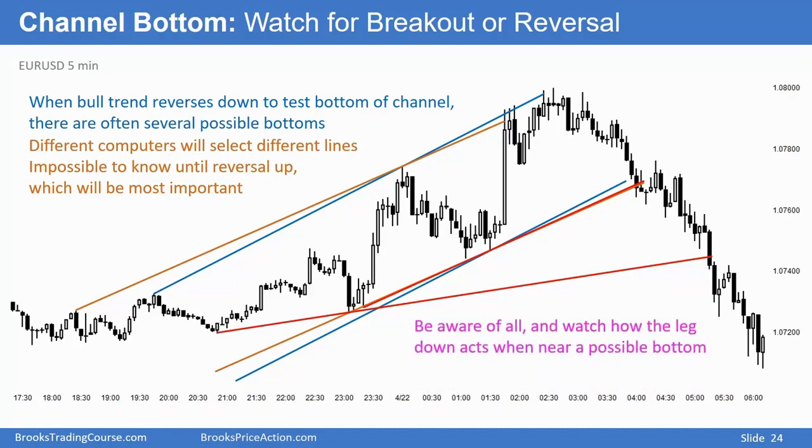It's important to keep drawing lines and watch how the market reacts when it gets near a possible line, a possible bottom. You look for a strong reversal up, or you look for a breakout to the downside. And if you get the downside breakout, you often get a couple legs down.